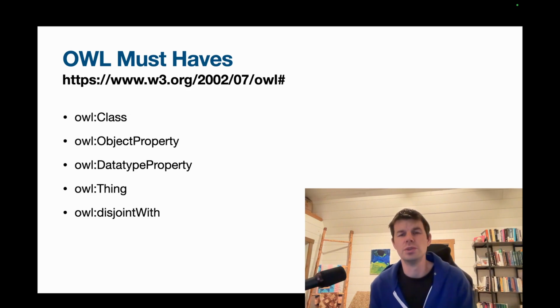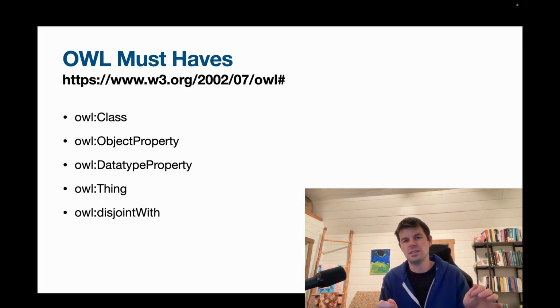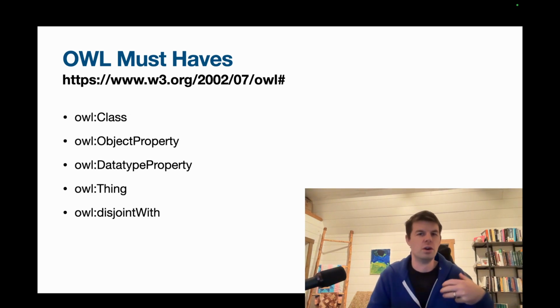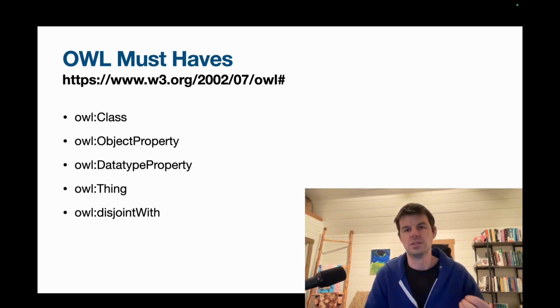And then lastly, OWL disjoint with. That's our way of saying that two classes are totally distinct from one another. There's no overlap between them. This might be really important when you want to talk about, you know, physical objects and events. They're different things. No event is a physical object. No physical object is an event. So I'm going to say those two things are disjoint.